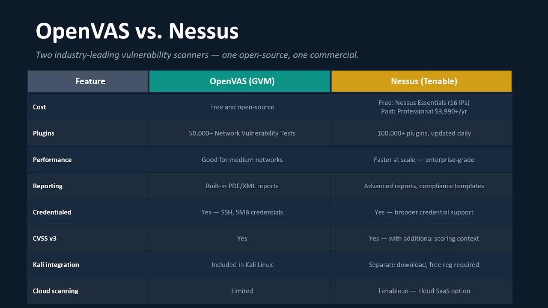OpenVAS is good for medium networks. Nessus is good for enterprise-sized networks. Both will work. It's just OpenVAS is going to be a little bit slower. There is reporting for both of them. You can pass in credentials for both of them. So if you have known credentials for some systems, you can add that in as part of your scanning methodology to try to authenticate via SSH or SMB or other methods.